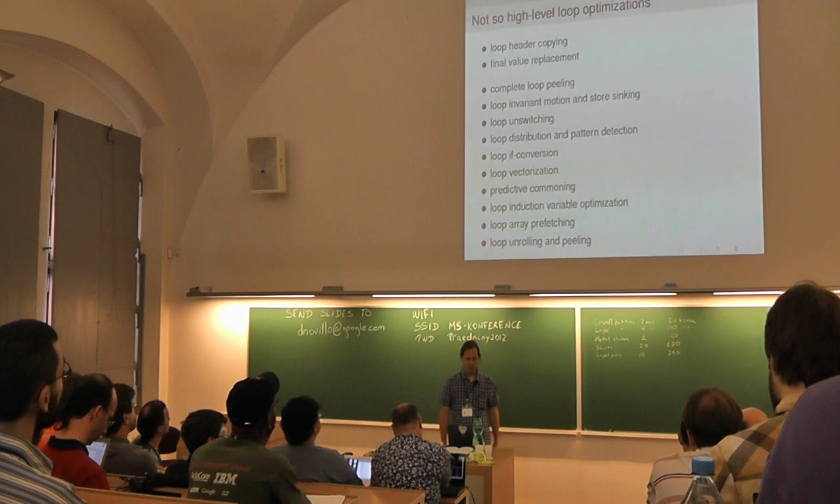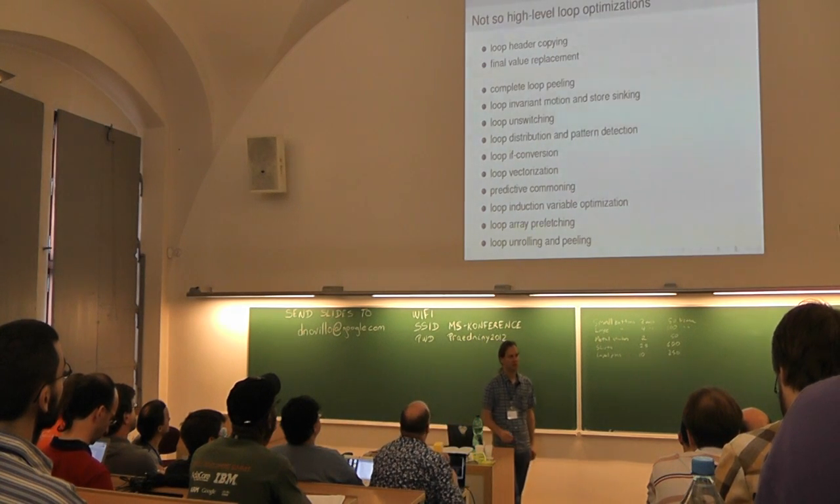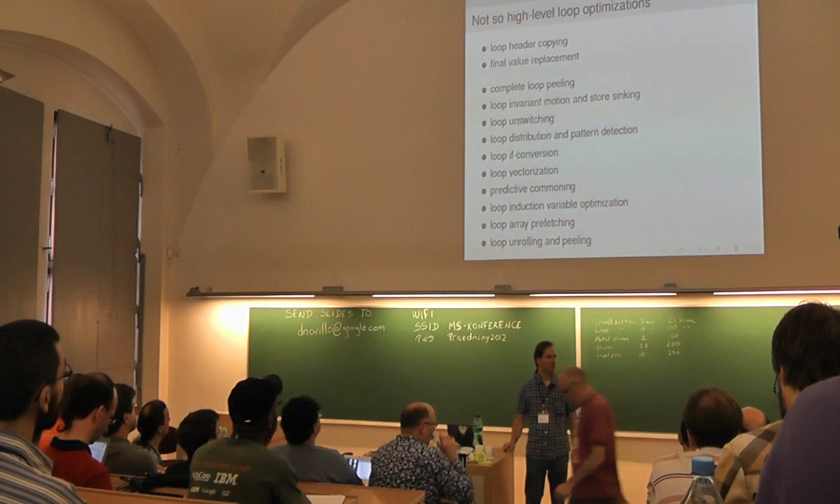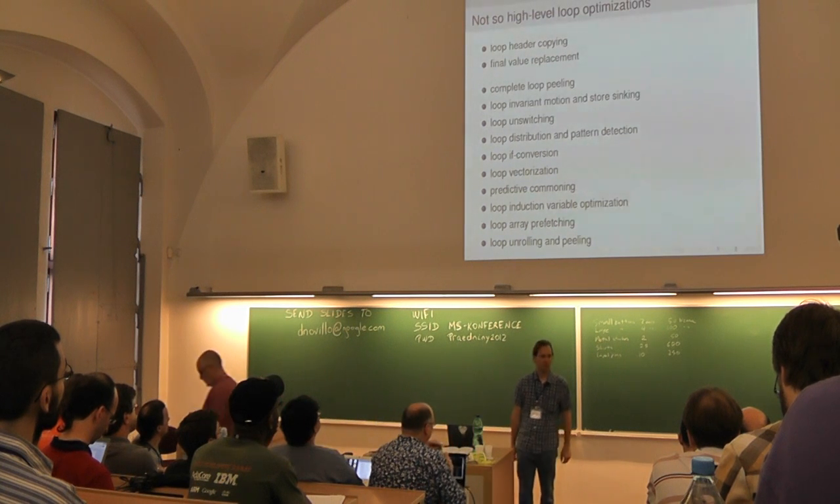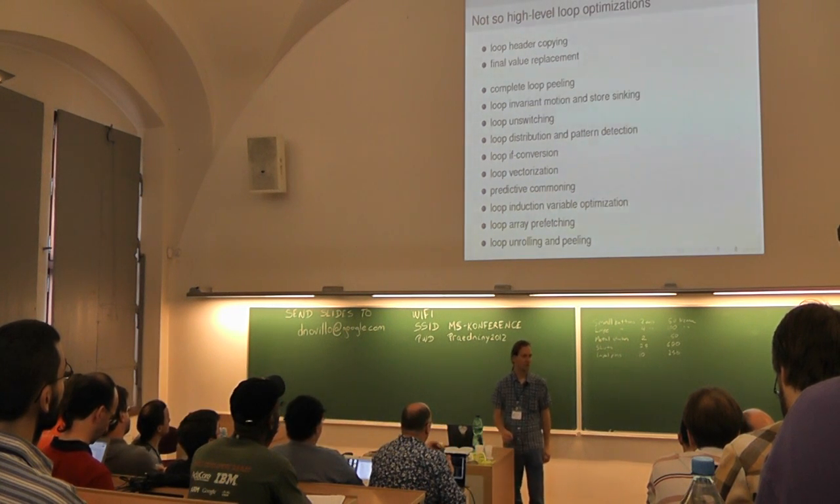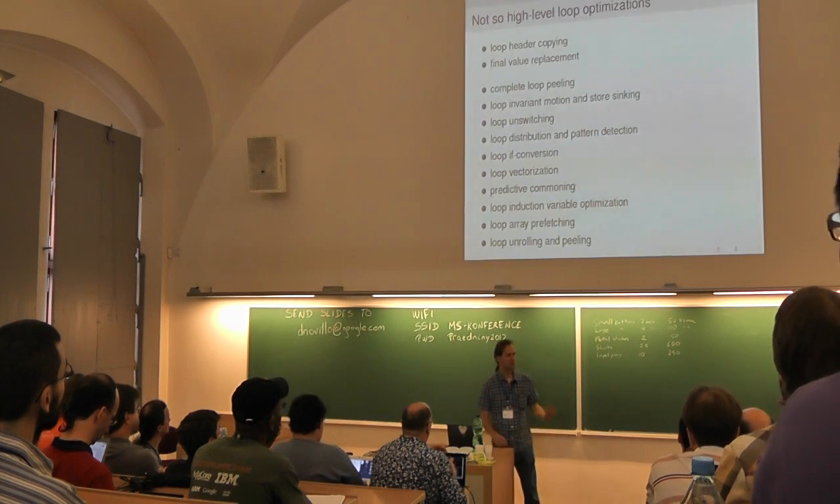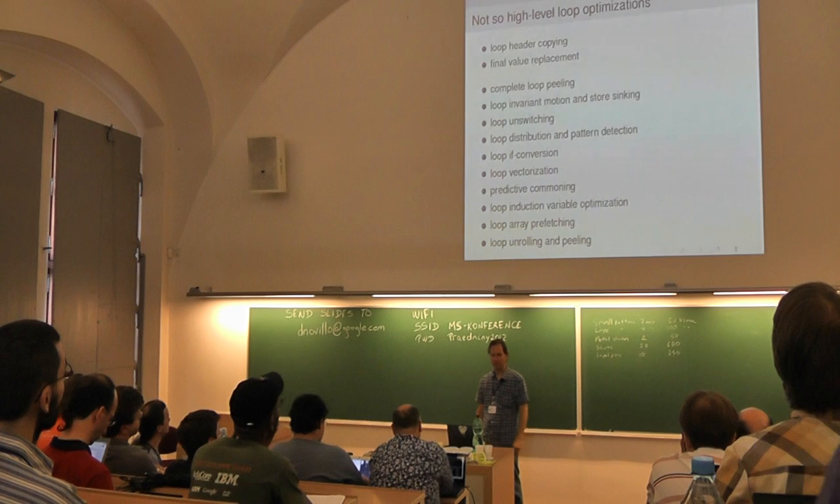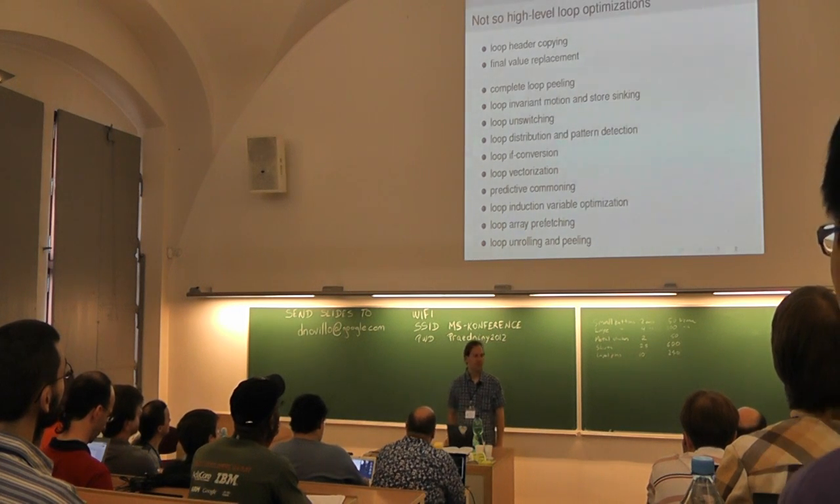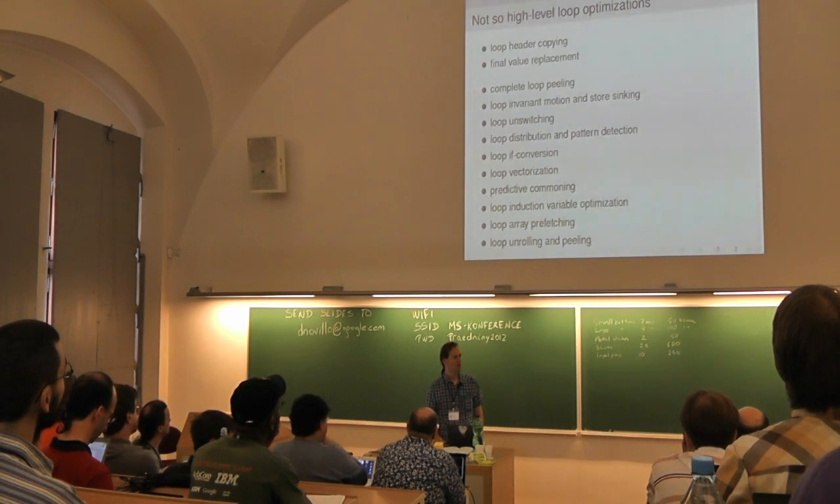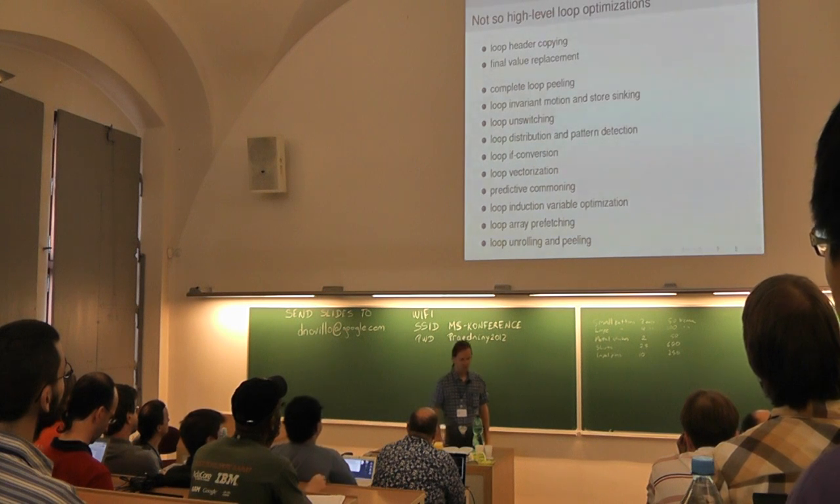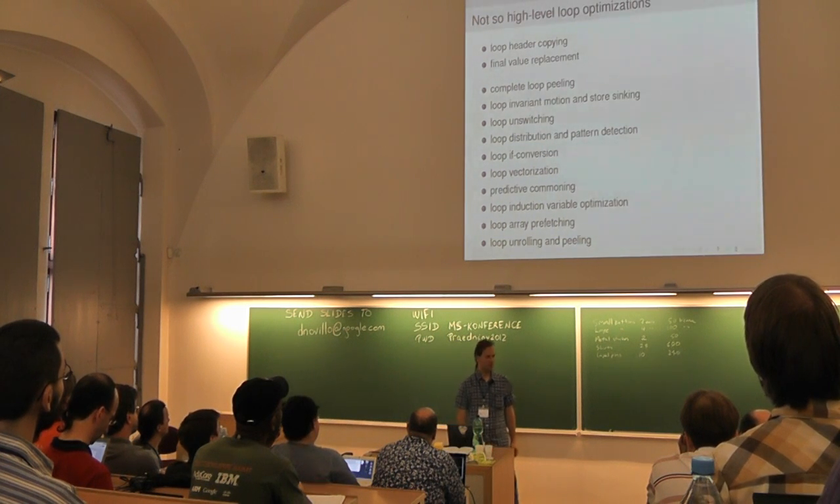Then we can do loop distribution, which is loop fission. So we split the loop into loops which work on different sets of memory to increase data locality. In the same pass, we can also detect patterns like memcpy or memset, which is what broke Gemmes a few weeks ago, for some weird reason.